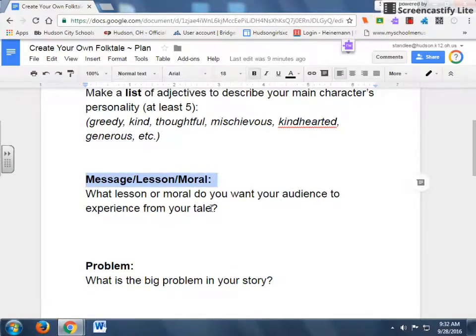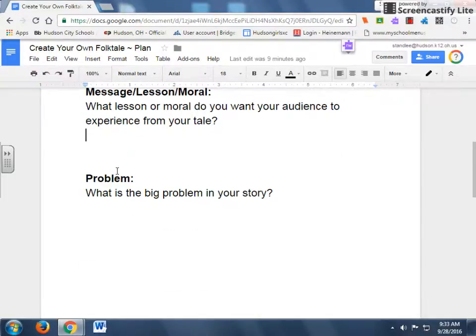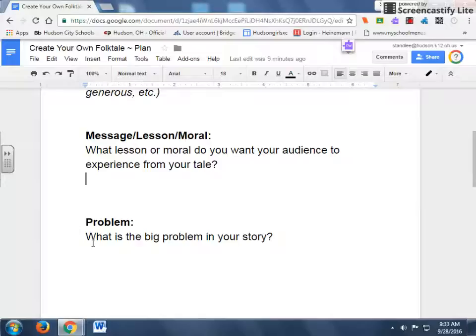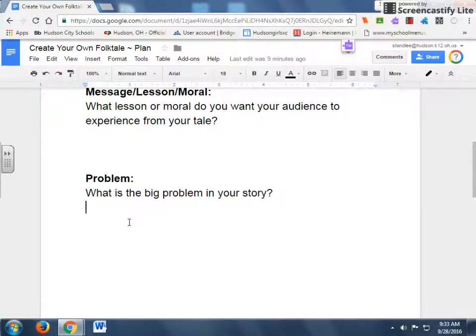Which leads me to my next point, which is message or lesson or moral. So, what lesson or moral do you want your audience to know and understand? Be thankful for who you are, not be greedy, share with others, do good things, be kind to others. So, what is the message you want to share with the people that you're trying to write the story for?